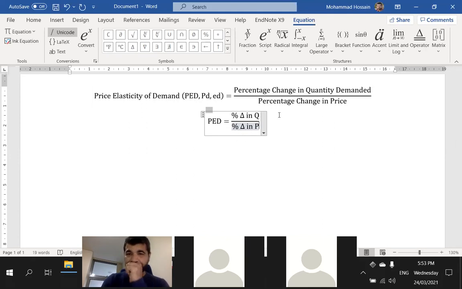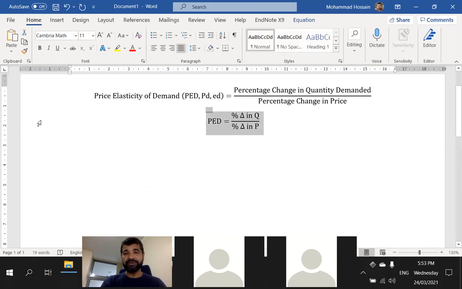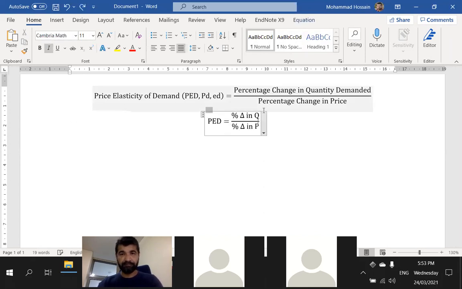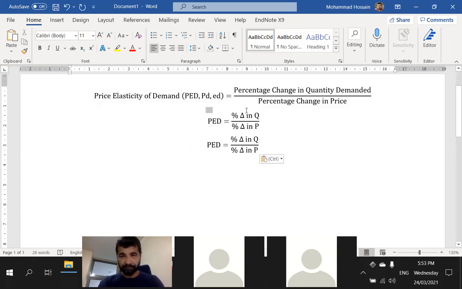P. That's not enough. We need to break it down more. How do we actually calculate percentage change? That's what I'm going to do now. How do you calculate percentage change? With percentage change, we do it this way.